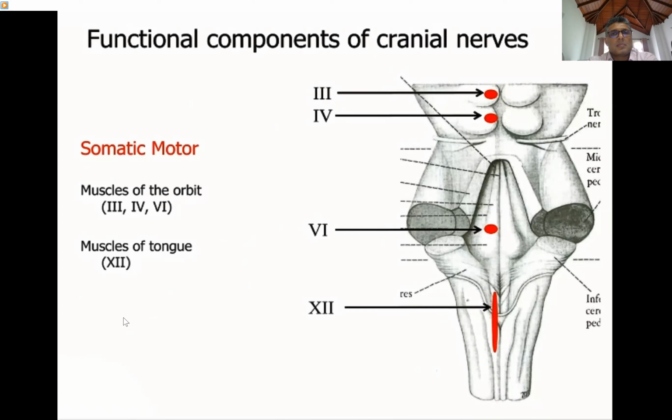Somatic motor component is found in oculomotor nerve, trochlear nerve, abducent nerve, and the hypoglossal nerve. Third, fourth, and sixth cranial nerves supply the extraocular muscles. And the 12th cranial nerve supplies the muscles of the tongue.